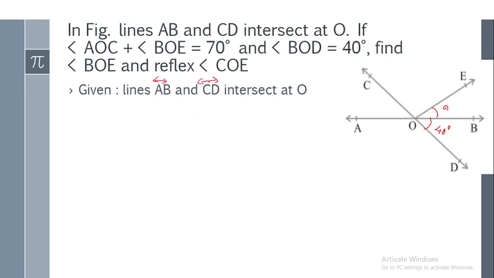So, AB and CD are intersecting at a point O. If two lines intersect, what will you get? Two vertically opposite angles, ma'am. What are the vertically opposite angles here? Angle AOC and angle BOD. Angle COB and angle AOD, ma'am.